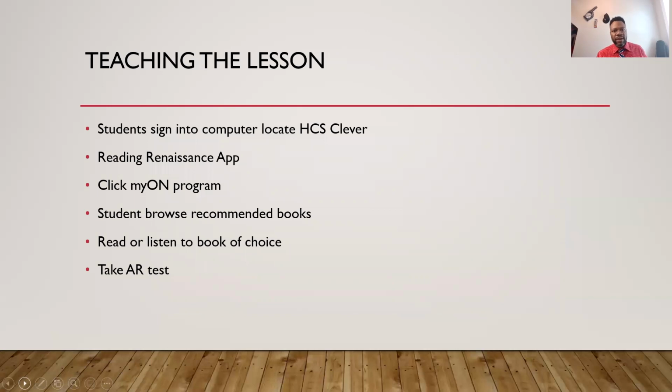So now we're getting into the part where we actually teach the lesson. And so the students sign into the computer and they have to locate Clever on the HCS network. And then they go to the Reading Renaissance app. They click on the MyON program, which we just showed you in the screenshot earlier. It was a little purple button that said MyON. And so it gives you the search bar to where the students can browse the recommended books, and then they can read or listen to the book of their choice, and then they're prepared to take the AR test.